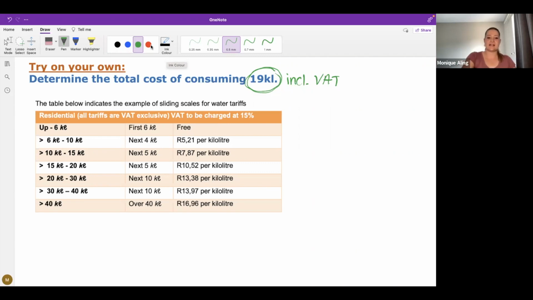So in case we may have forgotten the starting point, remember, always determine the range it falls into first. Okay, remember we work from the top range to the range we are working towards.